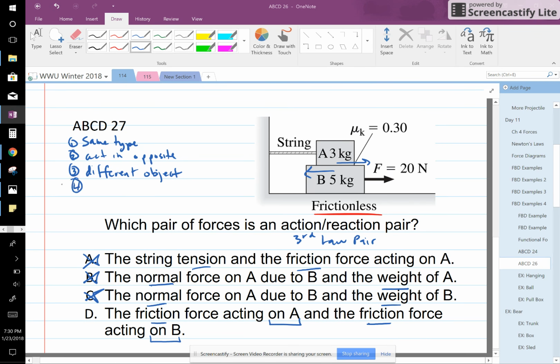And the last condition, which I don't think is necessarily possible to explicitly prove with this picture, is they need to be the same value. So they'll both be like 10 newtons or 15 newtons or whatever the actual value is. So in this problem, though, the Newton's third law pairs, or action-reaction pairs, are the frictional forces acting between A and B, the one that's acting on A versus the one acting on B.